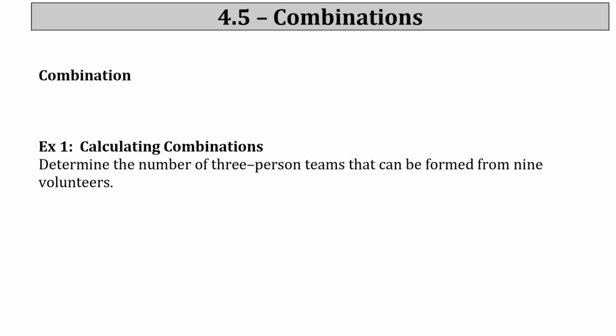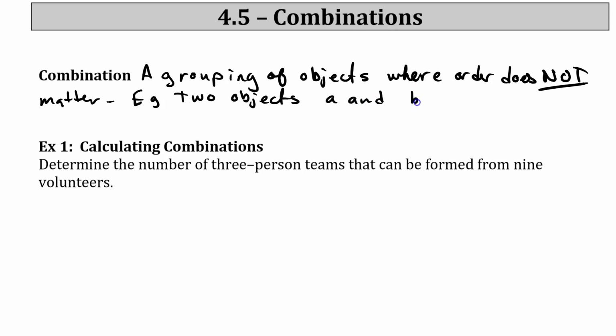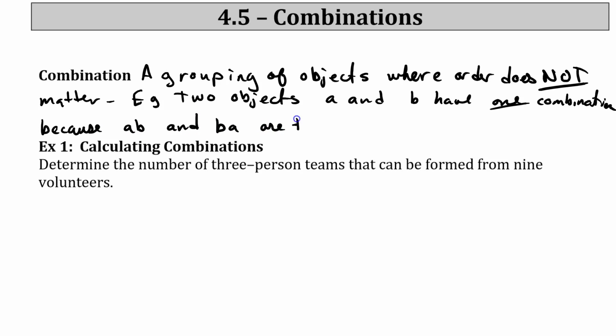4.5, combinations. Now, a combination is a grouping of objects where order does not matter. So, for example, two objects A and B have one combination because A, B, and B, A are the same.